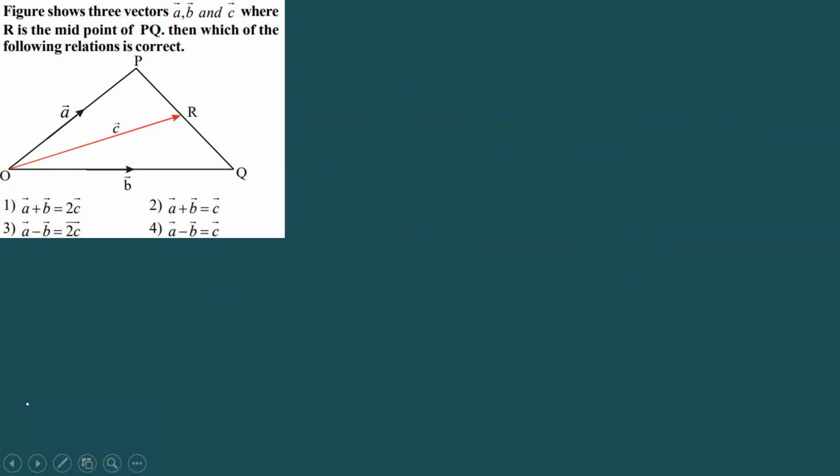Here the question states that the figure shows three vectors. Let us say this is A vector, this is given as B vector, and this is another vector, C vector. And this is P, R, and then Q. Then which of the following statements is correct? We are just trying to learn how to apply triangle law of vector addition to a problem. He has given a few options, and we need to check which is correct.